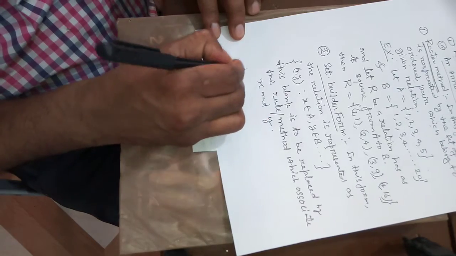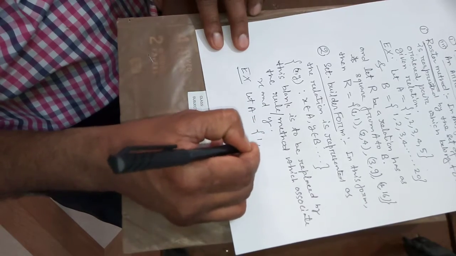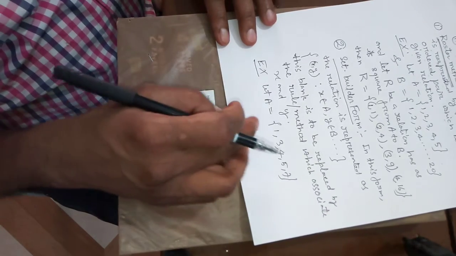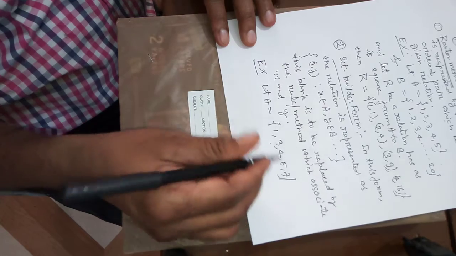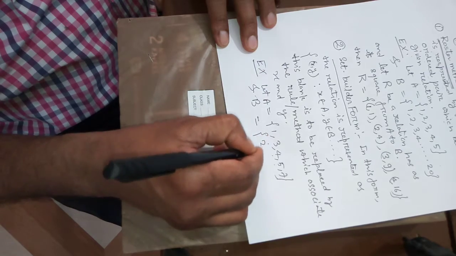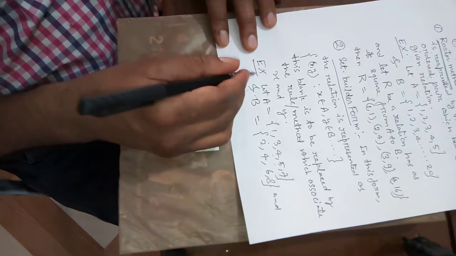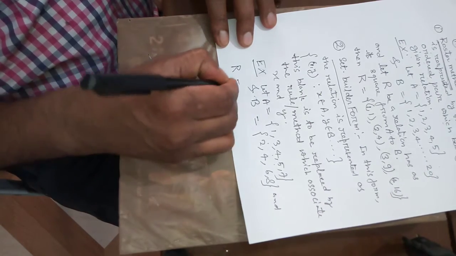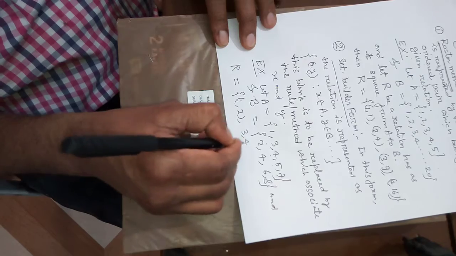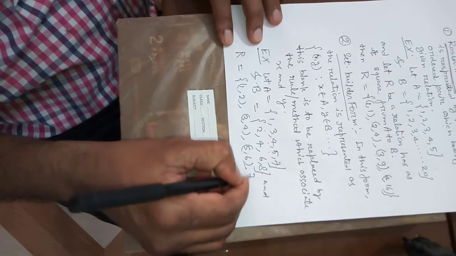As an example, let A be the set {1, 3, 5, 7}, and suppose B is the set {2, 4, 6, 8}, and R is a relation from A to B, that is 1 to 2, 3 to 4, 5 to 6, 7 to 8.